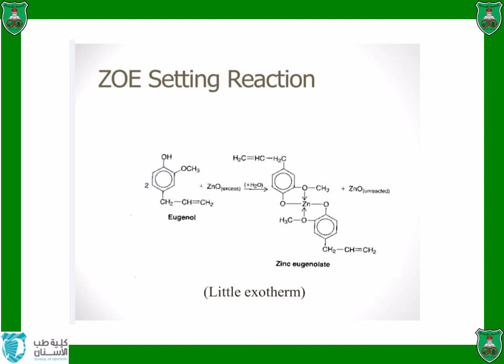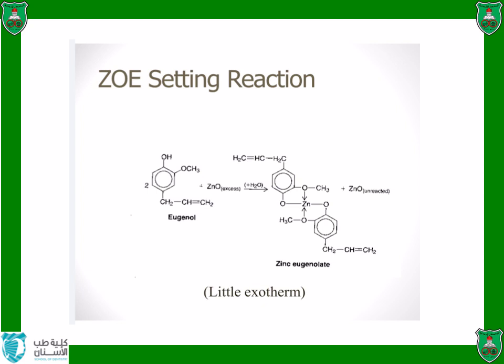This is an acid-base reaction. You can see that the eugenol, with the phenolic group and the OH group, is reacting with the zinc oxide. Now the zinc has two positive charges, so they are able to connect two molecules of eugenol together.